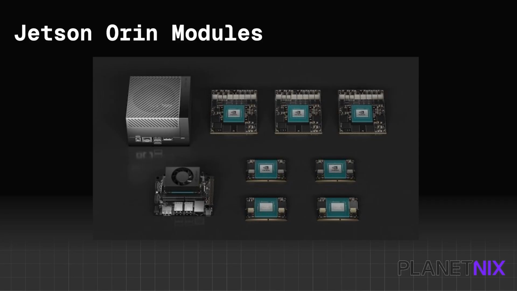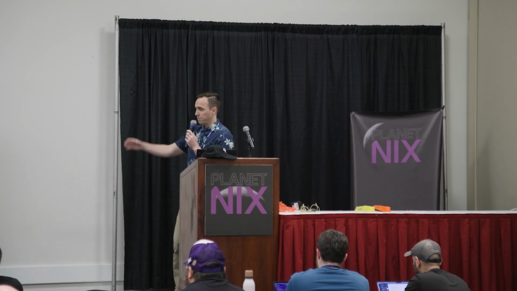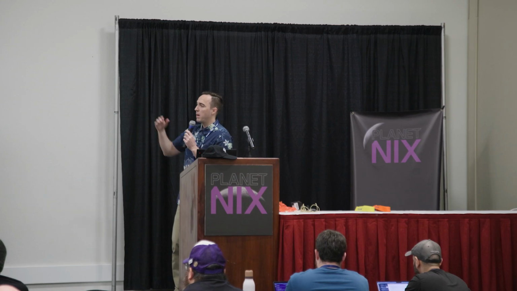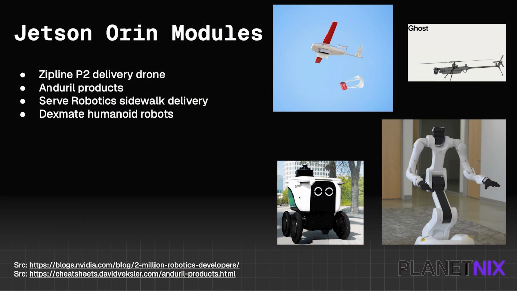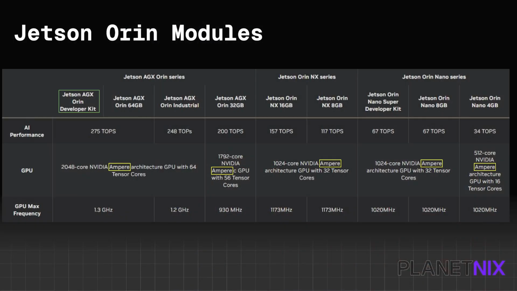So the Jetson Orin has different classes of modules. I have the dev kit here up front. They have different sizes depending on what it's being used for. Some common examples of companies using the Orin modules are Zipline, with delivery drones, and Anduril, which uses it in some of their products. You see it in a lot of robotics, a lot of machine learning, edge compute. That's what these devices are really, really good at. That's what NVIDIA sells them for. Like I said, there are different classes.